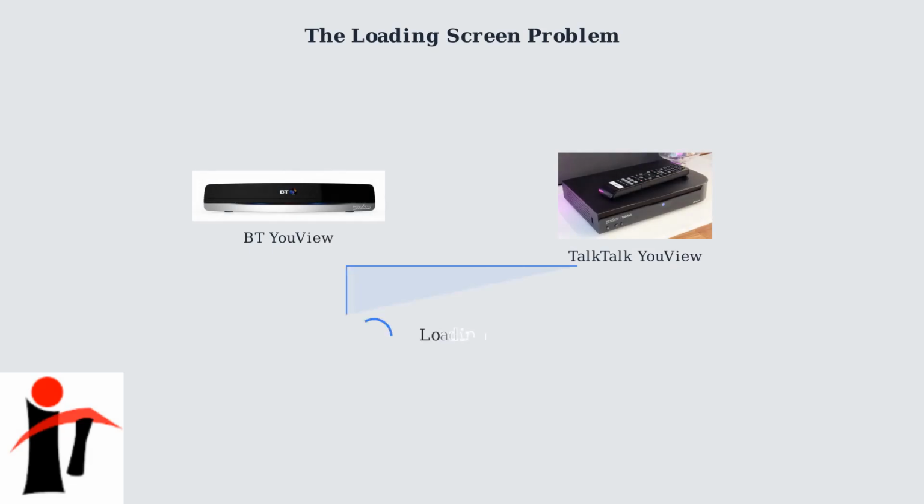YouView loading issues remain one of the most common problems in 2025, affecting users across different providers. When your YouView box gets stuck on a loading screen, there are immediate steps you can take to resolve it. The problem manifests as a frozen loading screen during startup or when launching applications. This affects various YouView models from BT, TalkTalk, and PlusNet providers.